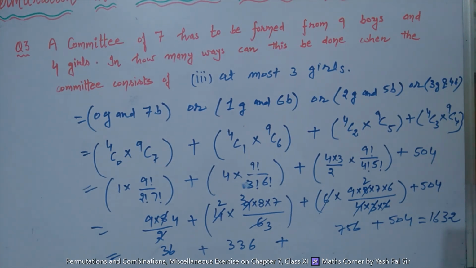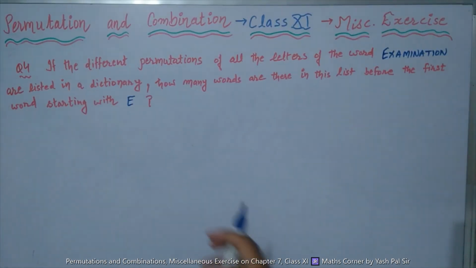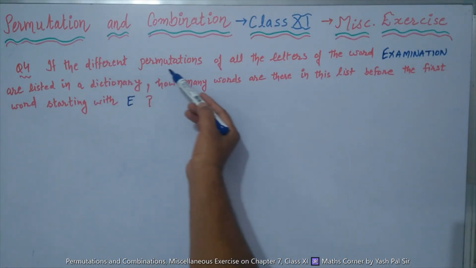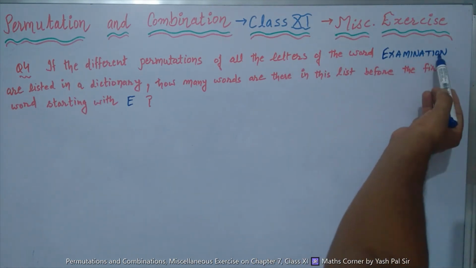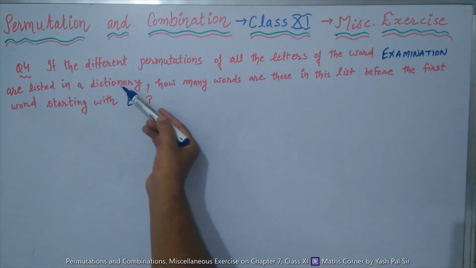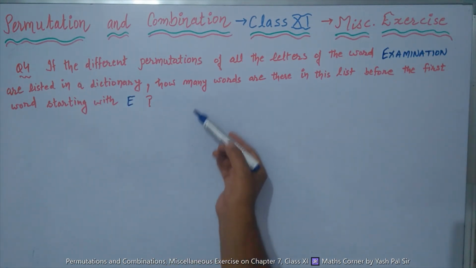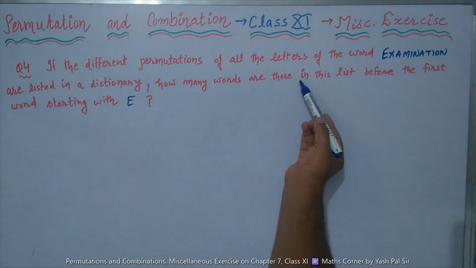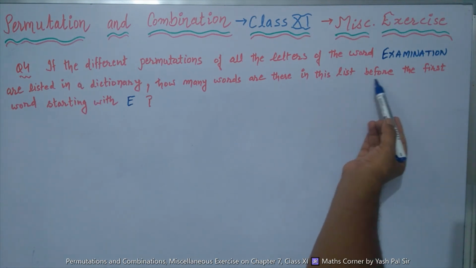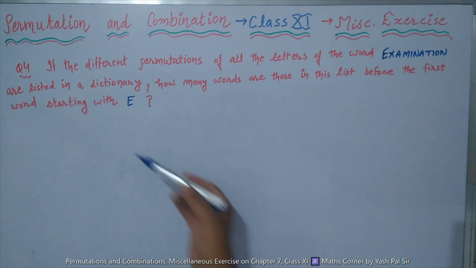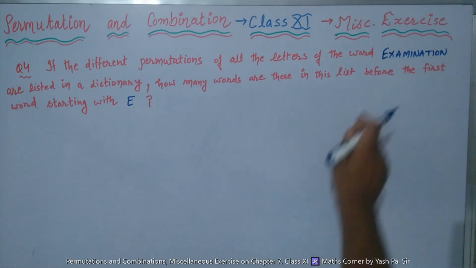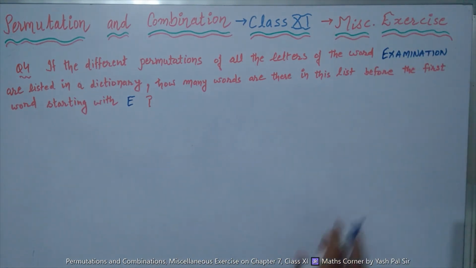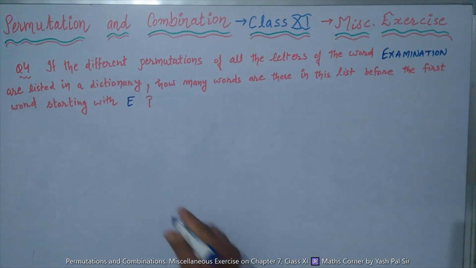Now coming to question number 4. Question number 4 is, if the different permutations of all the letters of the word examination are listed in a dictionary, how many words are there in this list before the first word starting with E? So first of all, we have to arrange all the letters of this word examination in the dictionary, right?